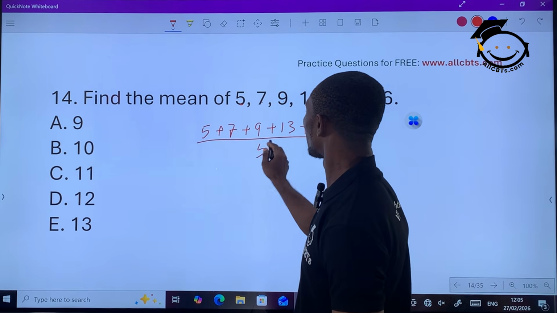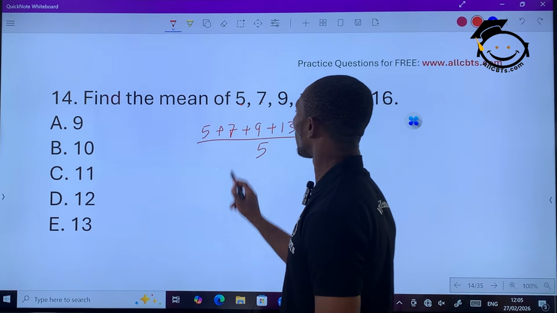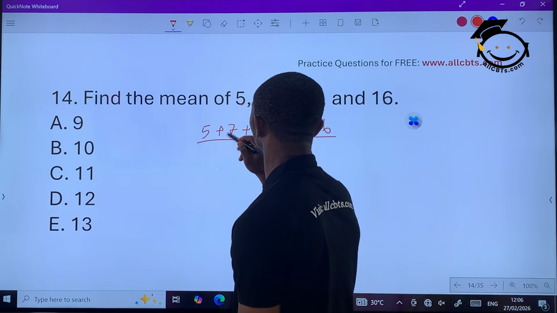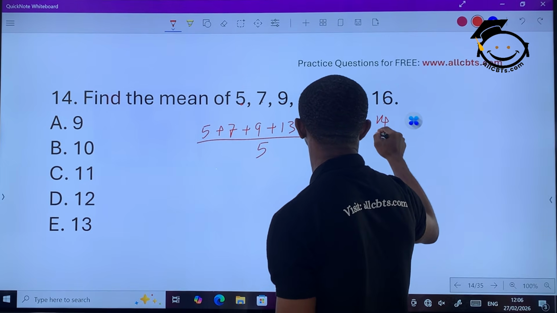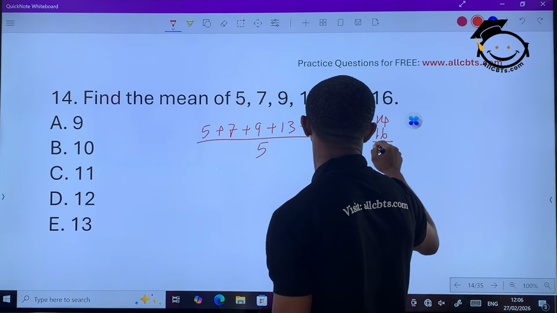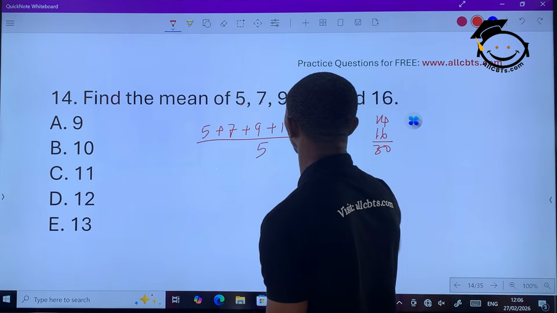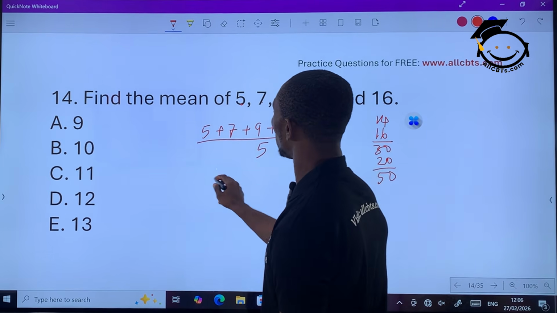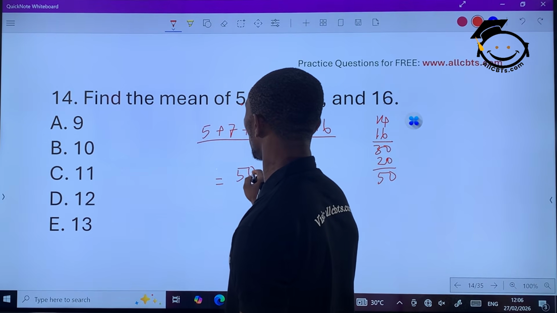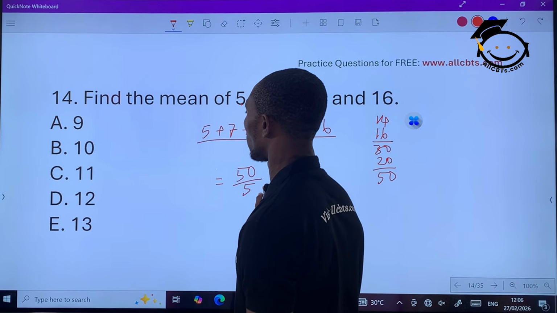Alright, so now 5 plus 9 gives us 14. 14 plus 16 gives us 30. 30 plus 20 gives us 50. So this becomes 50 over 5.